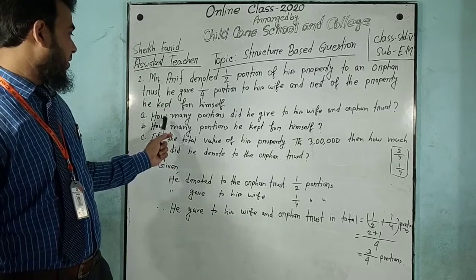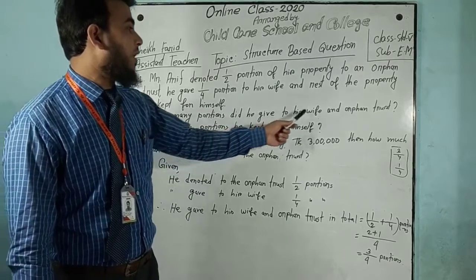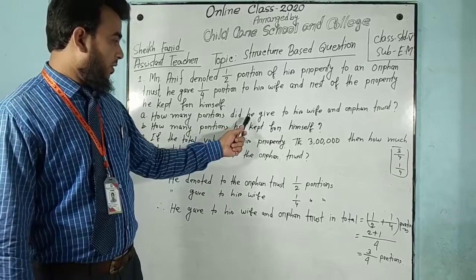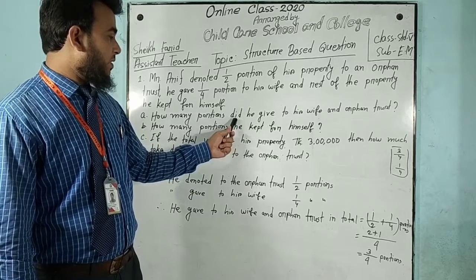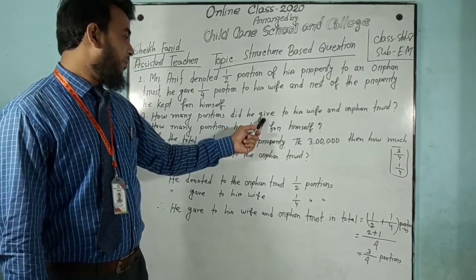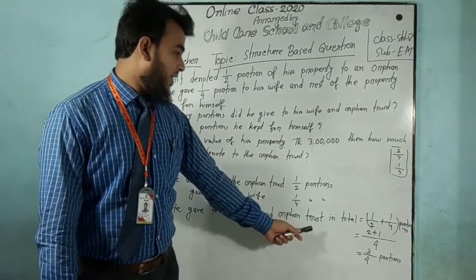Look at the board here. How many portions did he give to his wife and orphan trust? So we have to start from here. Here the subject is he, and here the auxiliary is did. So you can easily understand this is the first inference. Now it will be gave. He gave to his wife and orphan trust in total.